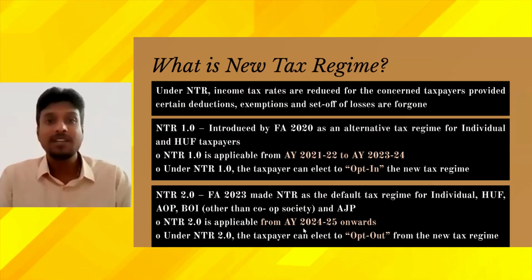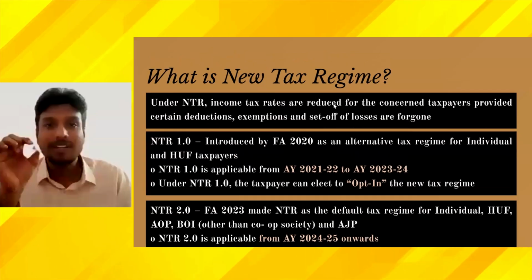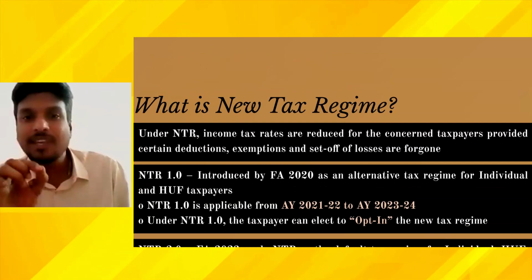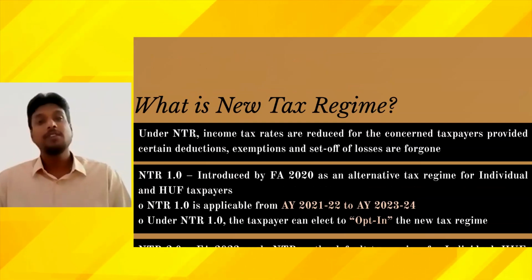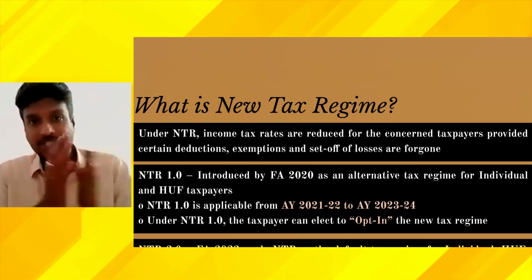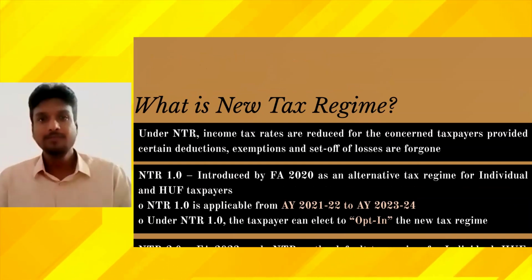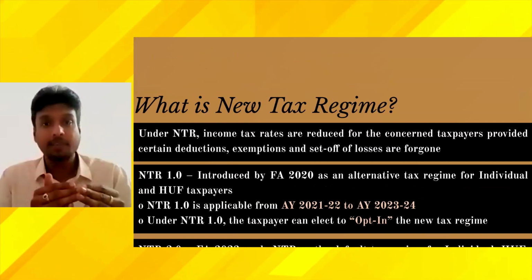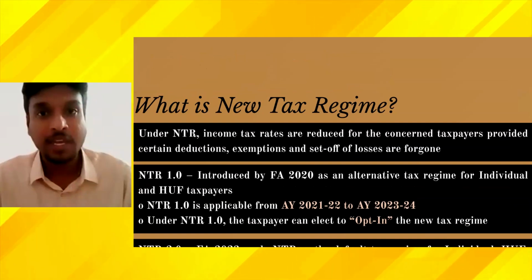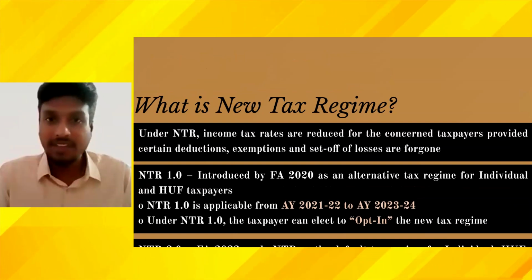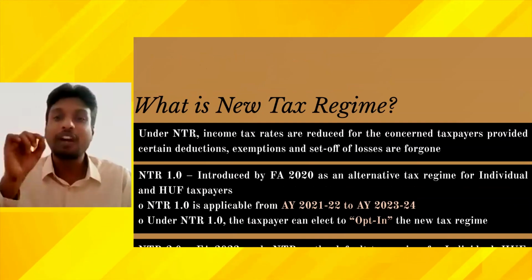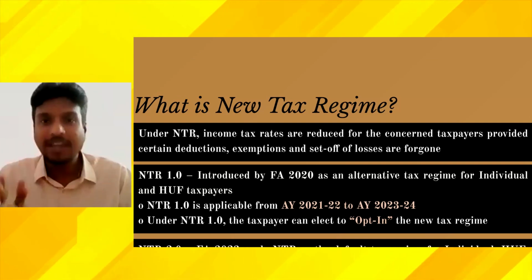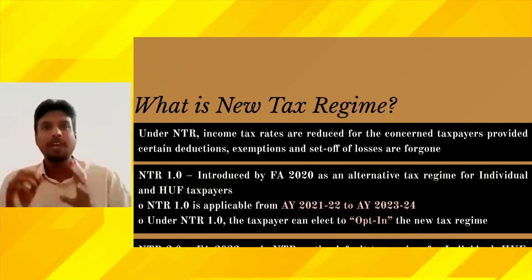Under the new tax regime, the income tax is reduced for the concerned taxpayers, provided certain deductions, exemptions, and set off of losses are foregone. So what they are telling is, in the old tax regime, you were getting a lot of exemptions and deductions, which used to reduce your income, and then you paid tax at the regular rate. Now, they are saying that you will get the benefit of reduced tax rates if you forego certain exemptions, deductions, and set off of losses. So that is the major characteristic.